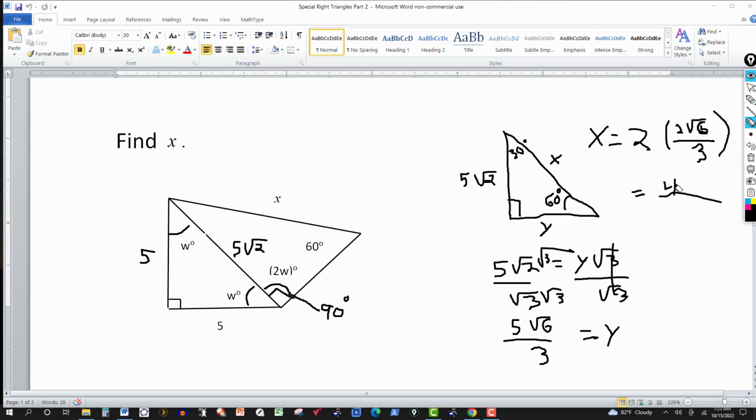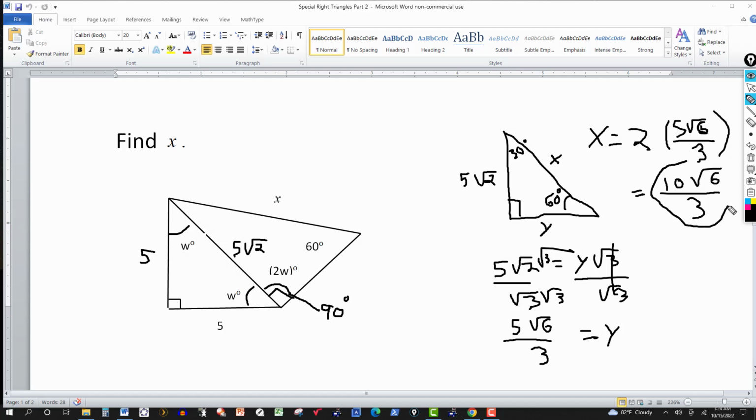And there's a mistake on this one. This is 5, not 2. So this is 5 right here. That's the length of y. So the length of the hypotenuse is twice the length of the side opposite of 30 degrees. So now 2 times 5 is 10 square root of 6 over 3. Now this is your exact answer.